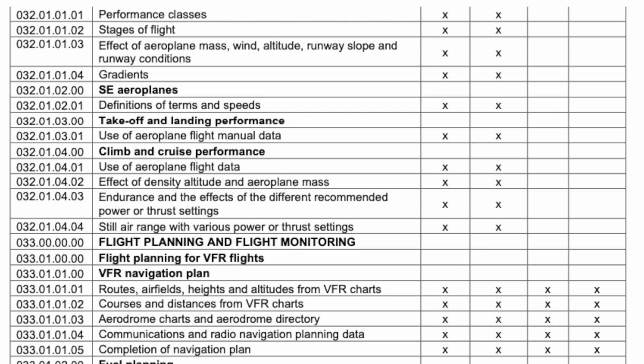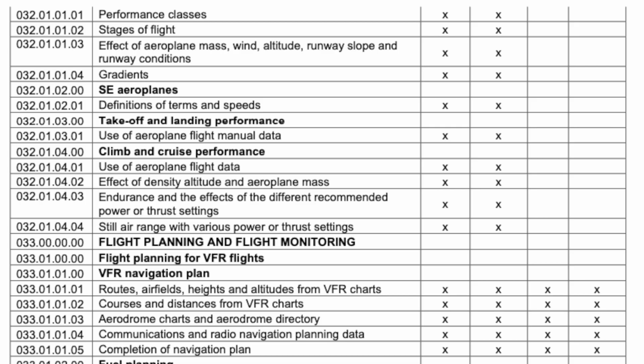032.01.01.03. This relates to the effect of the aeroplane mass, wind, altitude, runway slope and conditions. Trying to cast my mind back, there are some questions in here about runway slope, runway angles, approach speed and things, and clearly I must have misunderstood the question or just simply got it wrong.